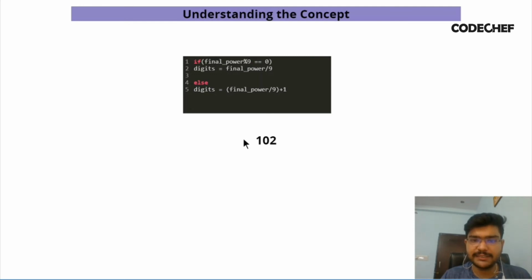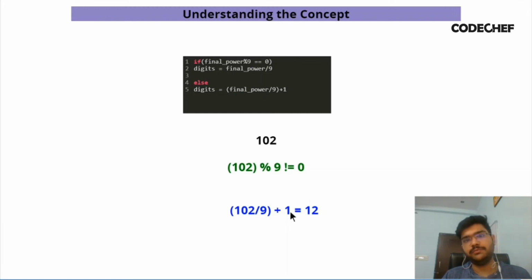If we have an example of 102, I'll use the if condition. 102 modulo 9 is not equal to 0, as we can see. So it will go to the else condition, and the answer will be 102 divided by 9 plus 1, which gives us 12. This is the number of digits in the integer generated by either Chef or Rick, and this is the optimal solution for this problem.